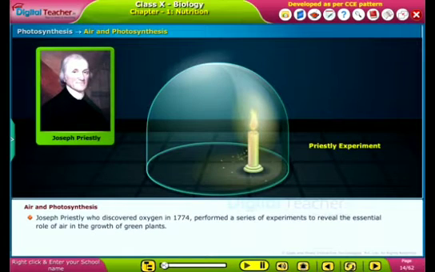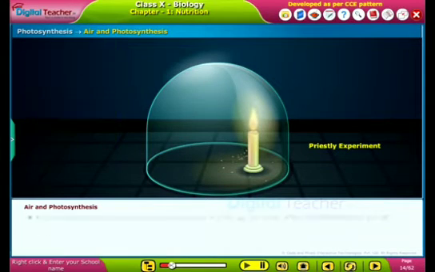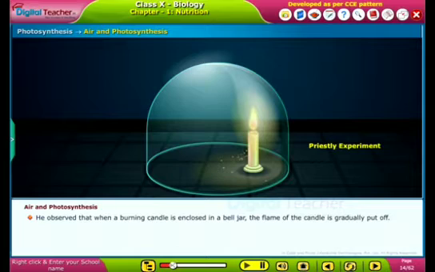Joseph Priestley, who discovered oxygen in 1774, performed a series of experiments to reveal the essential role of air in the growth of green plants. He observed that when a burning candle is enclosed in a bell jar, the flame of the candle is gradually put off.